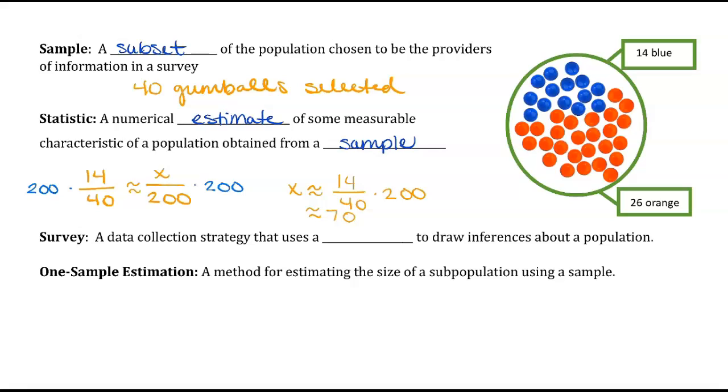That brings us to this idea of a survey. A survey is a data collection strategy that uses a sample to draw inferences about a population. In this case, we used information about our sample that 14 out of 40 were blue to infer that about 70 out of 200 would be blue. This is also what we call one sample estimation. We pulled one sample from the population and used that to estimate information about the whole population.